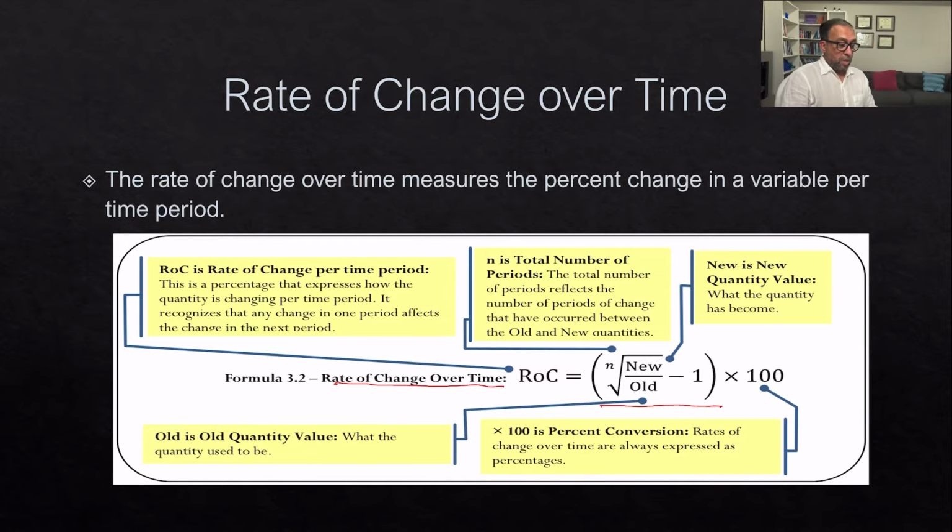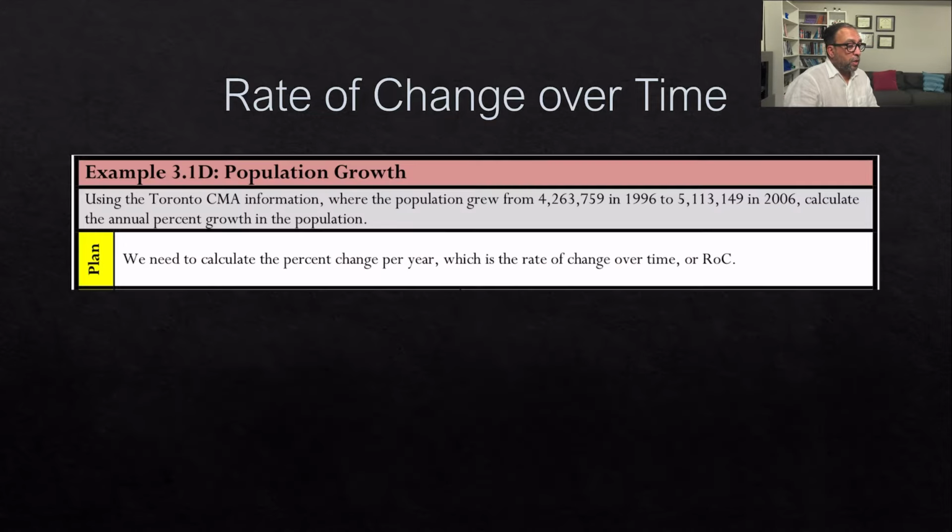So let's see how it works using the Toronto CMA information, where the population grew from 4.263759 million in 1996 to 5.113149 million in 2006. Calculate the annual percentage growth in the population. So you want to find out the ROC, the rate of growth, or rate of change over this period, which is about 10 years, like 1996 to 2006, right? So how can we do this?